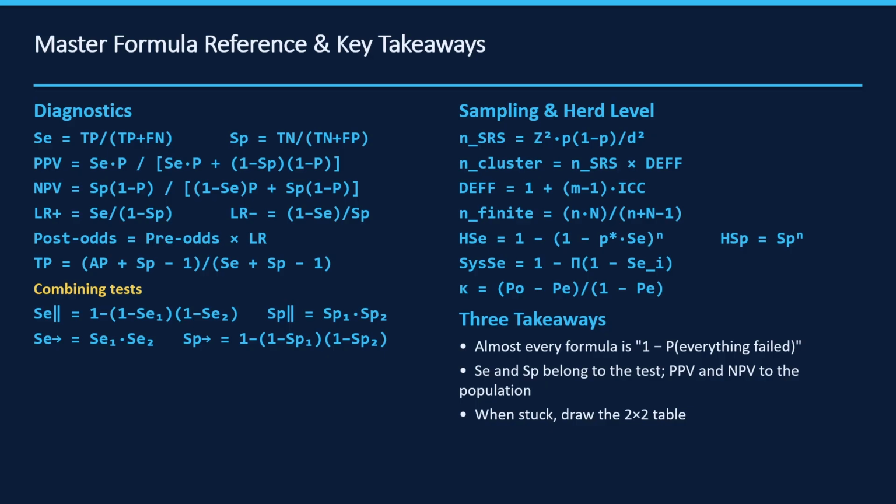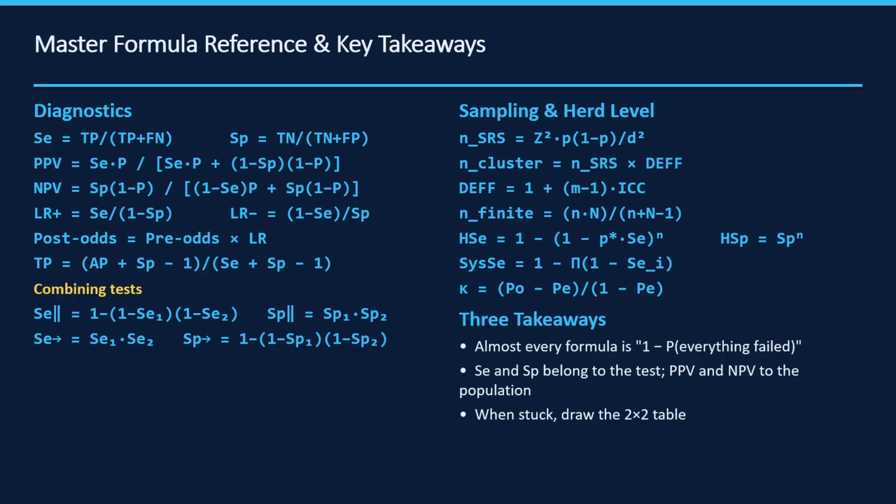Combining tests, parallel sensitivity is 1 minus the product of the misses. Parallel specificity is the product of the specificities. Series flips it. Sample size: z squared p q over d squared times DEFF for clustering, and the finite population correction when you're sampling more than 5%. And the herd level. Herd sensitivity is 1 minus (1 minus p star times sensitivity) to the n. Herd specificity is specificity to the n. System sensitivity is 1 minus the product of component failures.